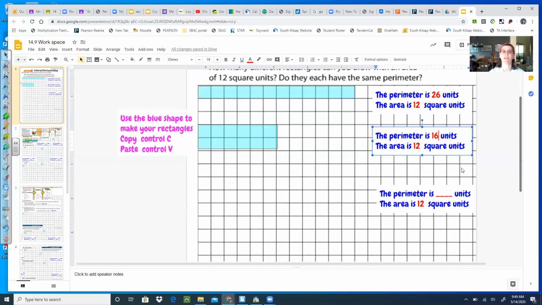Okay, let's see if we can make another one. So I had 12 square units. Is 3 times anything 12?